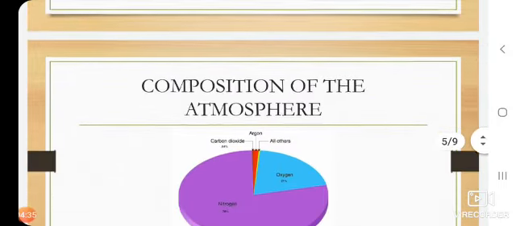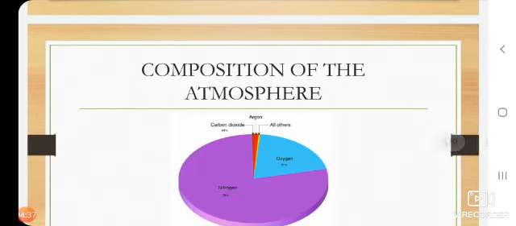Now next we'll know about the composition of the atmosphere. What amount of gases are present in the atmosphere? The atmosphere is a mixture of many gases and tiny solid particles.